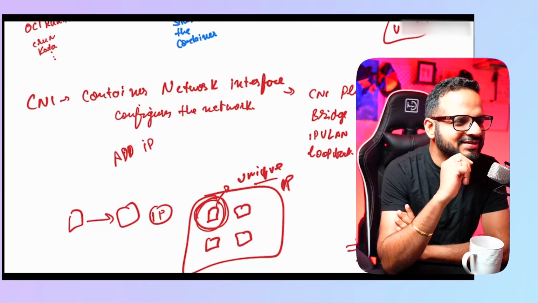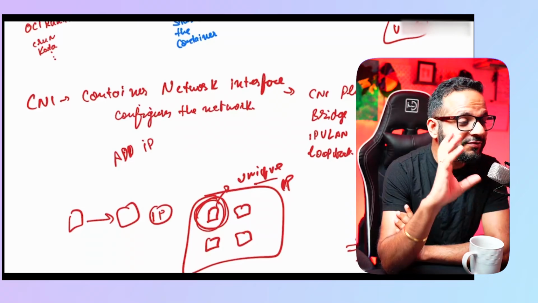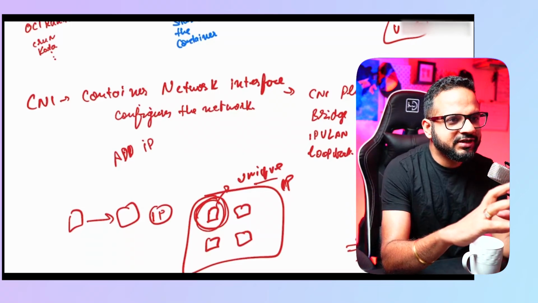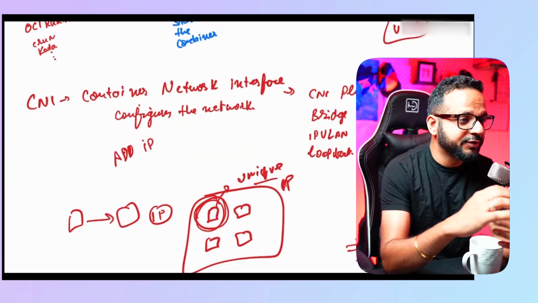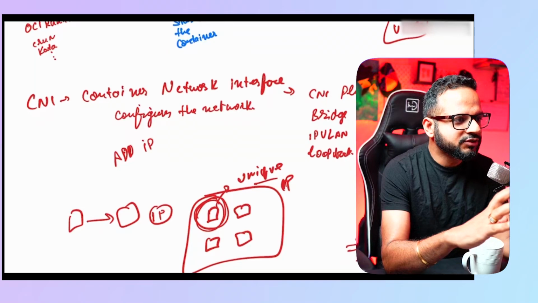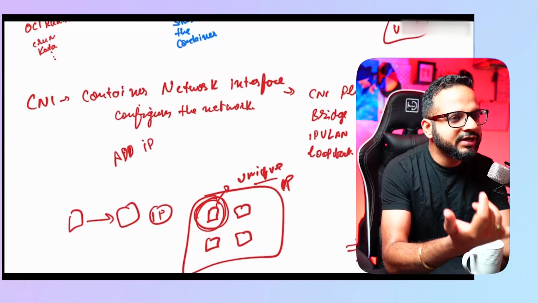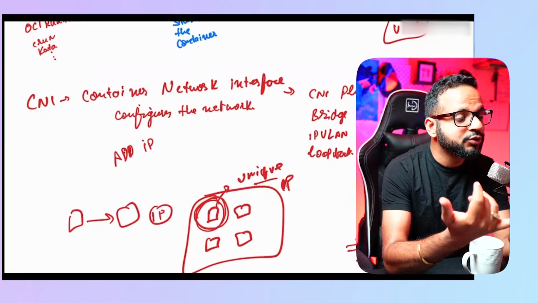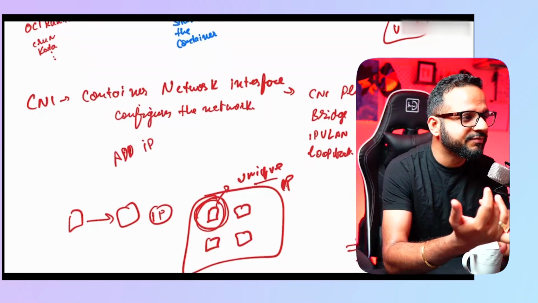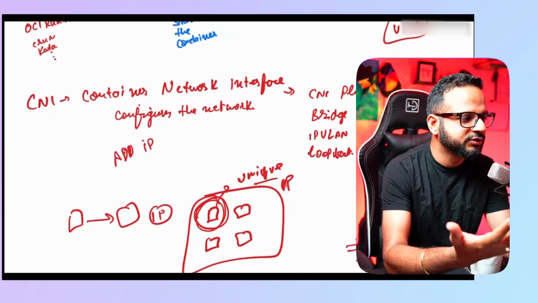Sorry to interrupt you, I just have one question. Is it fair to say that CNI is nothing but a set of standards that has been laid down, and it resonates with the type of network interface that you want to use? It should have all those bare minimum features. It could have more, but only an implementation with those bare minimum features can be integrated with Kubernetes. Is it fair to say that?